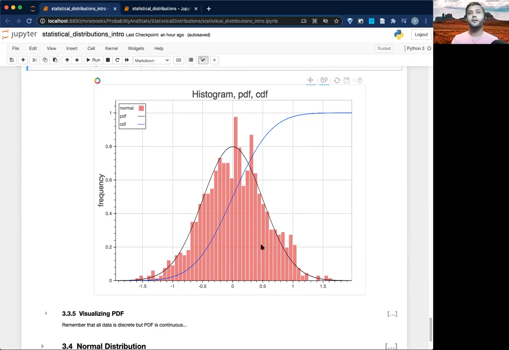So Victor, it's just an out-of-context question: is the CDF similar or the same as a sigmoid?